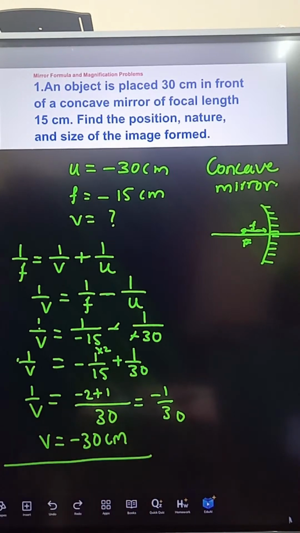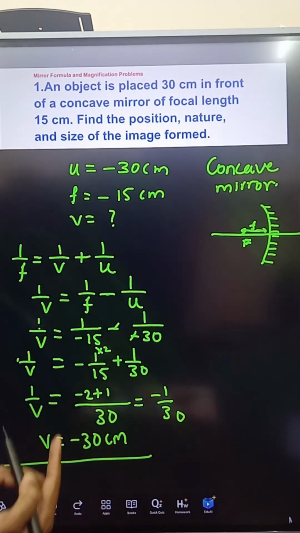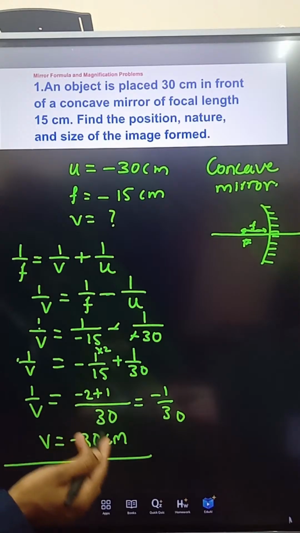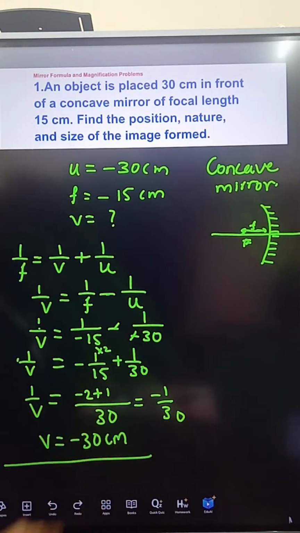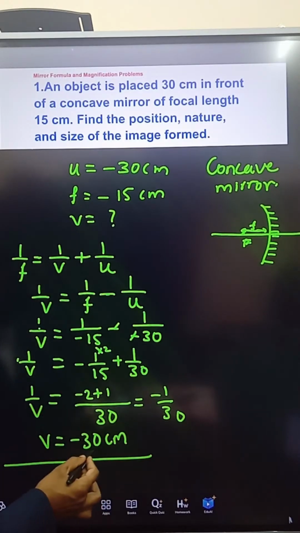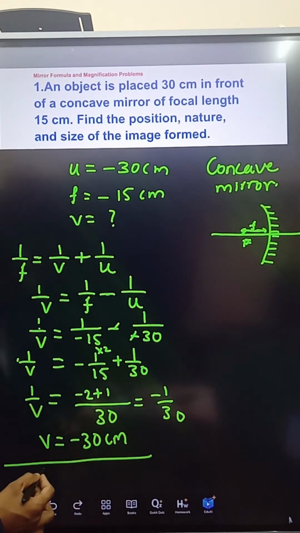Now you see whether it is right or wrong. If you want to check very easily, if the object is kept at C, the image should also be formed at C, right? Now see how we are getting here. The focal length is 15 centimeter and the radius of curvature gives us C at 30 centimeter. So if the object is at C, then the image should also be at C. That is why it is also coming in front of the mirror. So what we have done is correct.